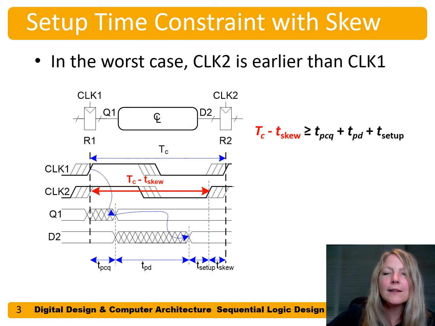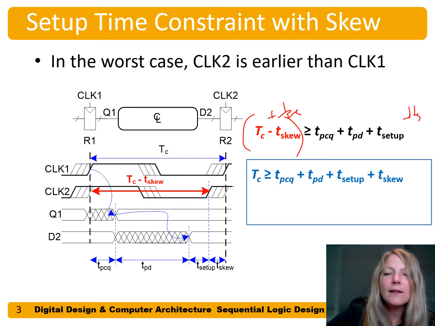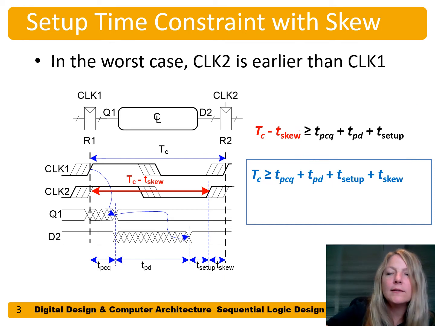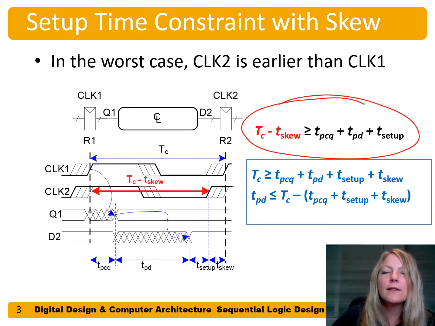And so written nicely, instead of our entire cycle time, we only have TC minus T skew, or we can put T skew plus T skew for both sides. Bring T skew over to the right side, and we get the equation shown here. And again, we could write this in terms of our TPD as well, and we get this equation. But you can always derive that from thinking about it and writing the original equation.